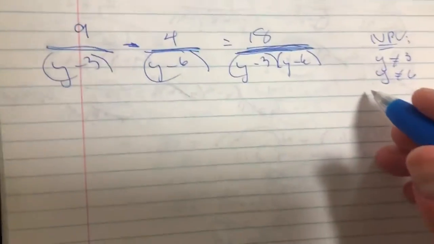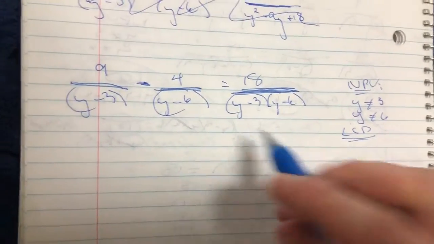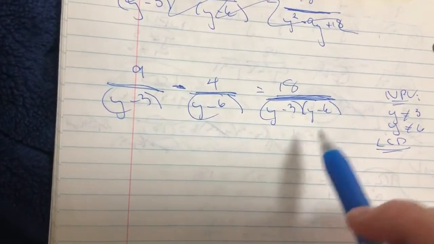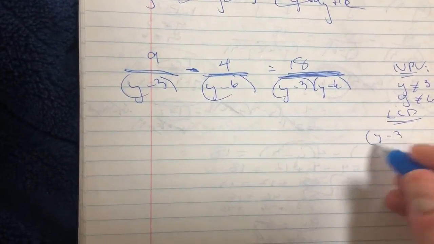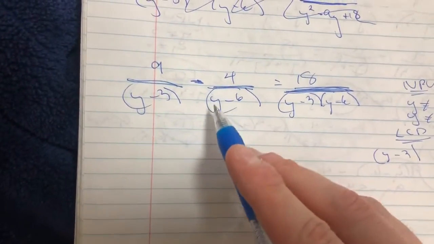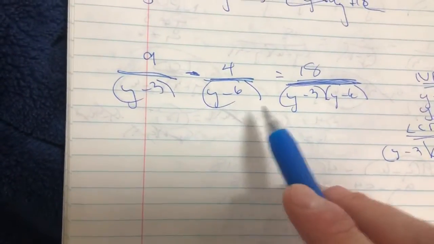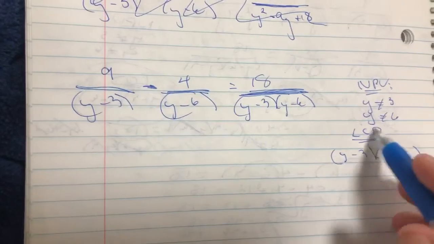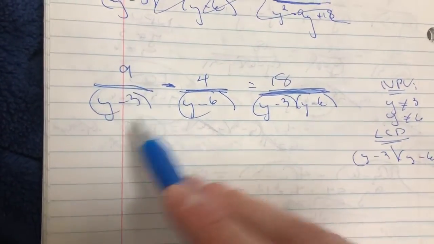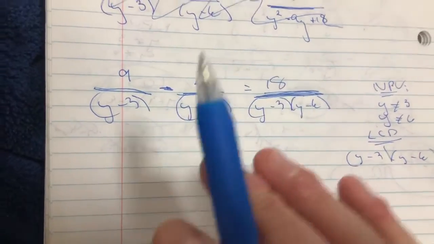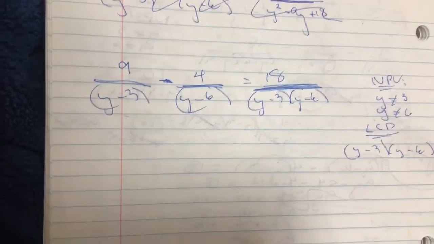So let's see, what is the lowest common denominator, right? Well, it needs to include all of these factors. It needs a factor of y minus 3, so we definitely need that. It also needs a factor of y minus 6, okay? And so this is our LCD, our lowest common denominator. So let's take this term, and this term, and let's multiply everything by the lowest common denominator.